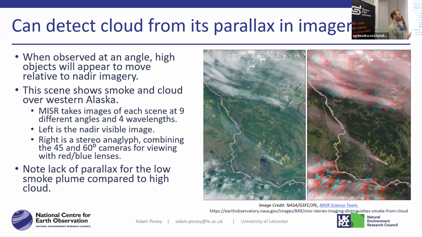And so when you've got multiple views of a scene, you can use this parallax to detect clouds and potentially the height. Now, the accuracy of that is limited by the size of the cloud, its opacity, and how big your pixels are. With MISR, the pixels are several kilometers, and so it's not the most accurate thing in the world, but it can work out, and it can make these interesting little images.